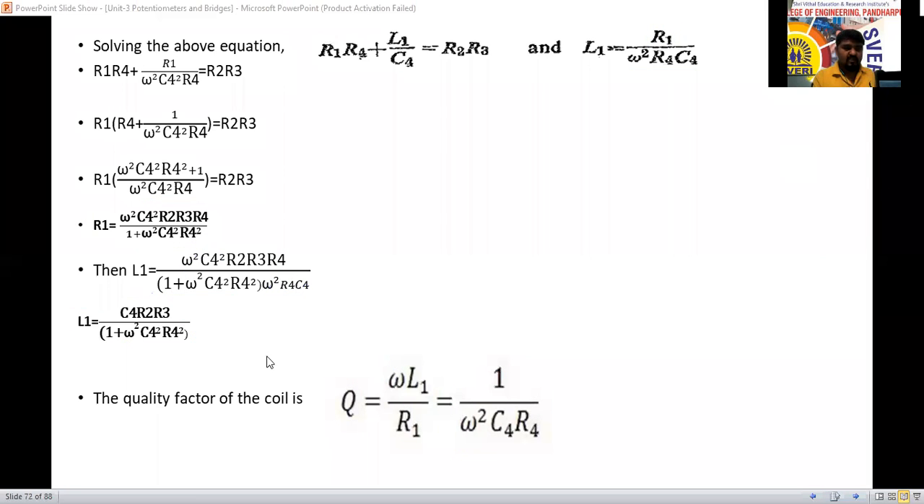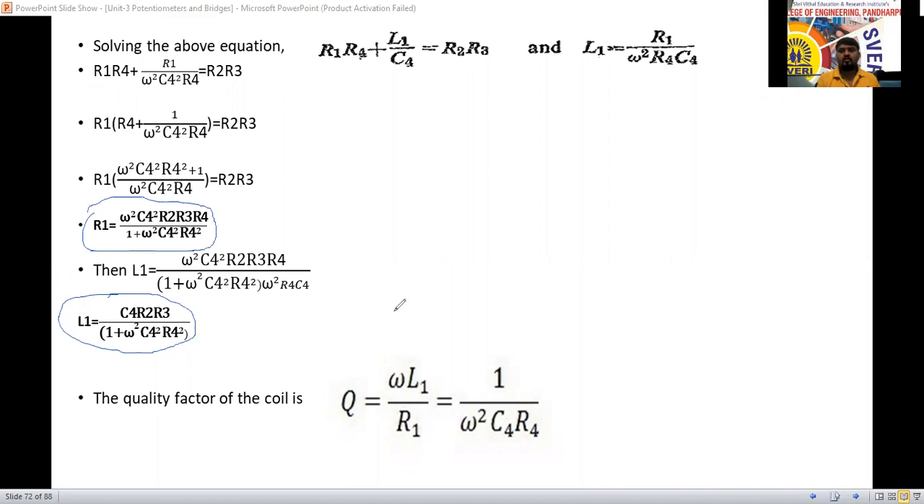Do we have any confusion in this one? Does anyone have any confusion? In place of L1 you substitute this whole equation and separate R1 equation we will identify. Then that identified R1 equation will be substituted in the L1 equation. Then we are going to get separate L1. These two are the final equations. We have to remember these two final equations here. Any doubts? Does anyone have a doubt?